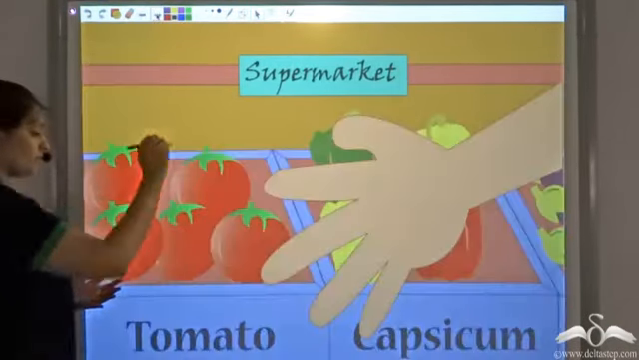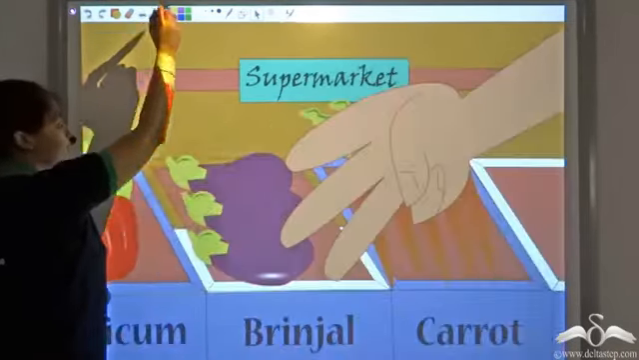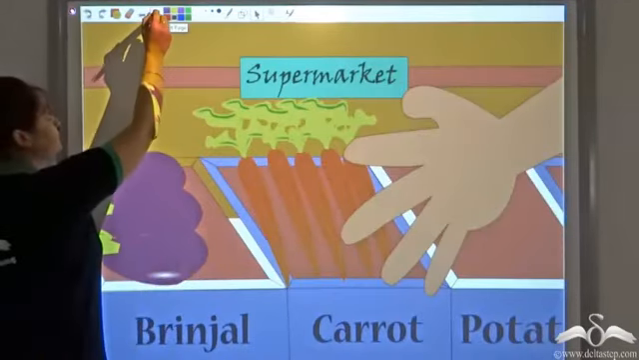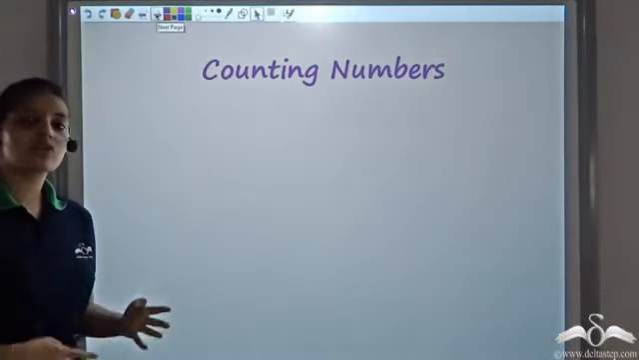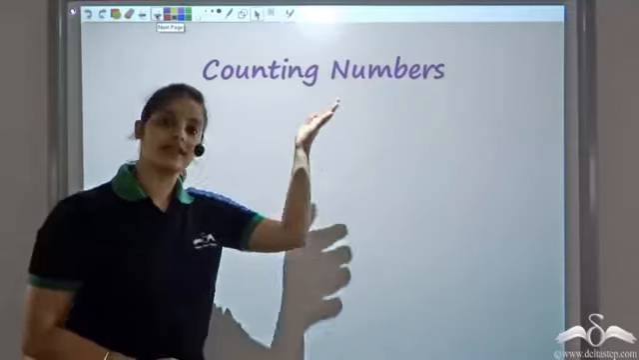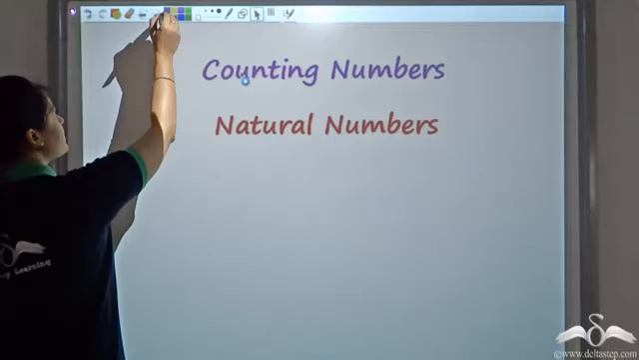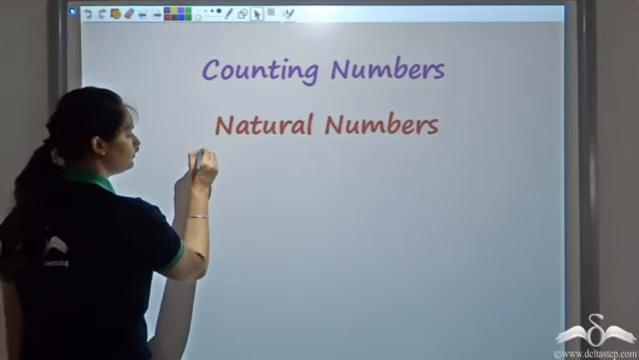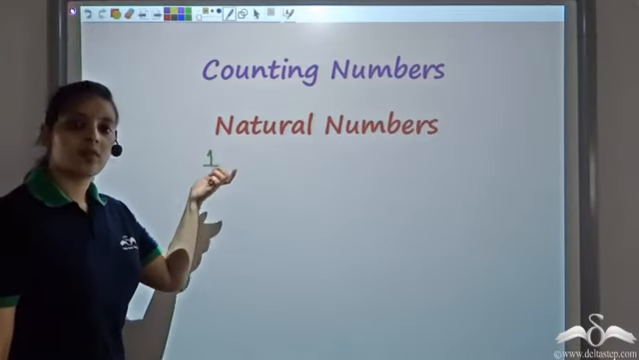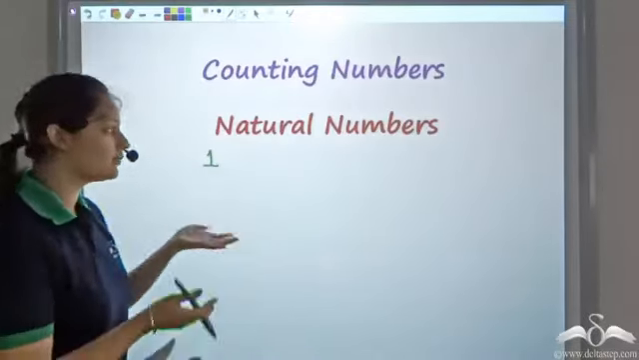So let's say 5 tomatoes, 4 capsicums here, 3 brinjals, again 5 carrots. So as these numbers were used to count objects, we say that these numbers were called counting numbers. These counting numbers were also referred to as natural numbers. Natural numbers started from 1. So 1 was the least natural number, and the largest natural number did not have any possible limit.